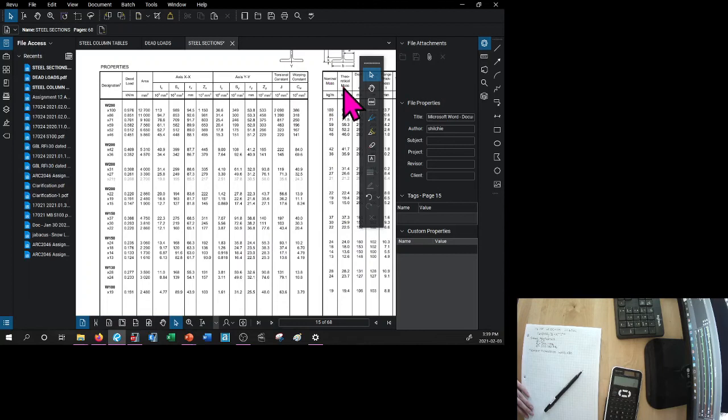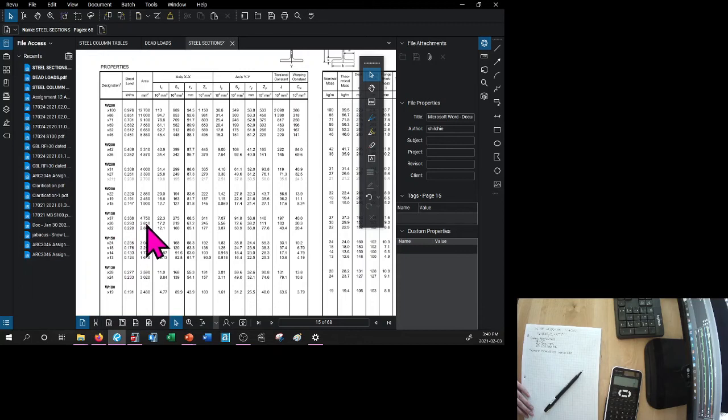So look, we've got a nominal mass and a theoretical mass. They're pretty darn close for our W150 by 30. 30 is the nominal mass and 29.9 is the theoretical mass. When you were doing the assignment, I had to pick one that you were entering, so I picked the theoretical mass. So pay attention to that because it's going to look for that as the exact answer.